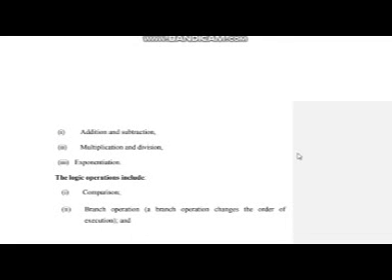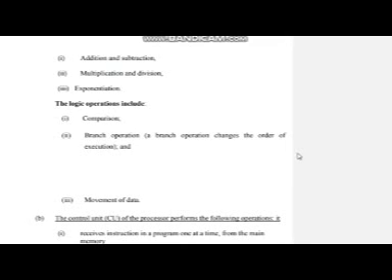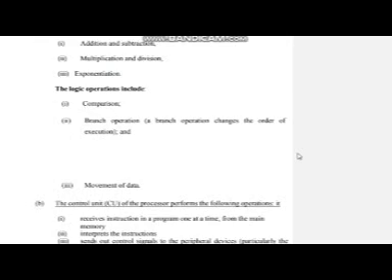Let's move forward. That's addition and subtraction, multiplication and division, exponentiation. The logical operations include comparison and branch operation. A branch operation changes the order of execution. Then number 3, movement of data.